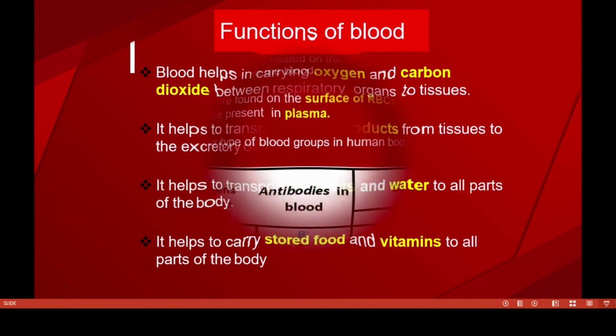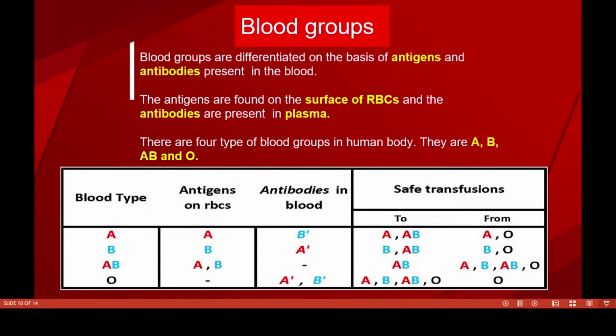Next, blood groups. Blood groups vary from person to person depending upon the presence or absence of antigens and antibodies. Majorly the blood groups are classified into four types: A, B, AB, and O. These were discovered by Landsteiner, a biologist and immunologist. Here AB is the universal acceptor and O is the universal donor.